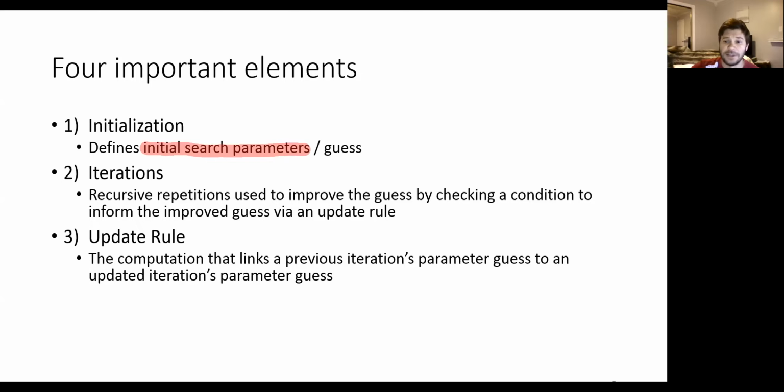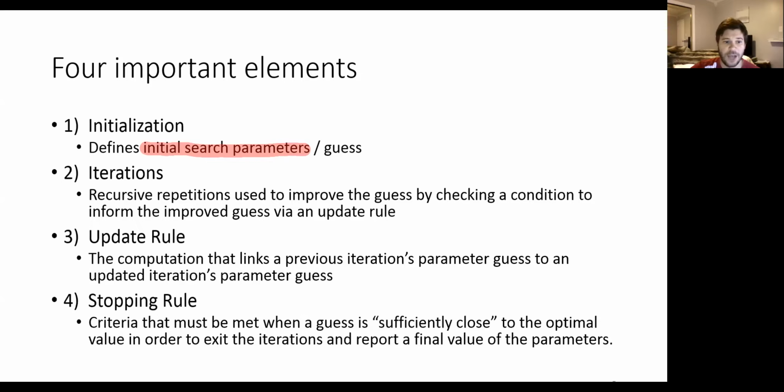And last but not least, we are going to have something known as a stopping rule criteria, which is criteria that must be satisfied when we believe our guess is sufficiently close to the actual optimal parameter value. Now, this is somewhat of a catch-22 because we don't really know what the optimum is. So we're kind of going to be driving blind here.